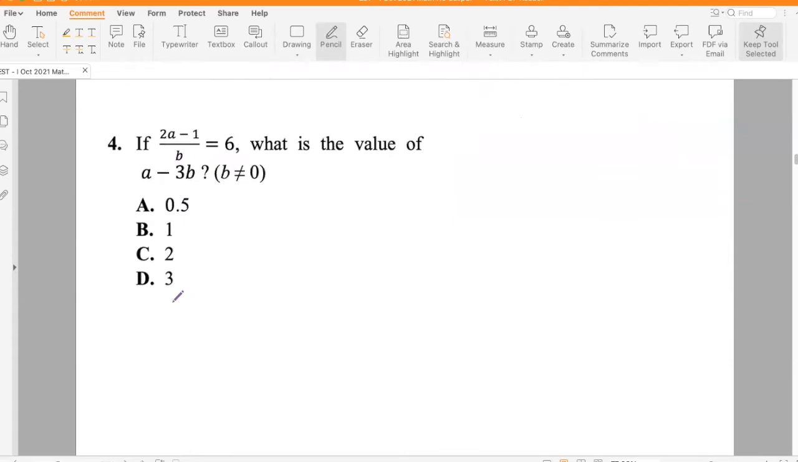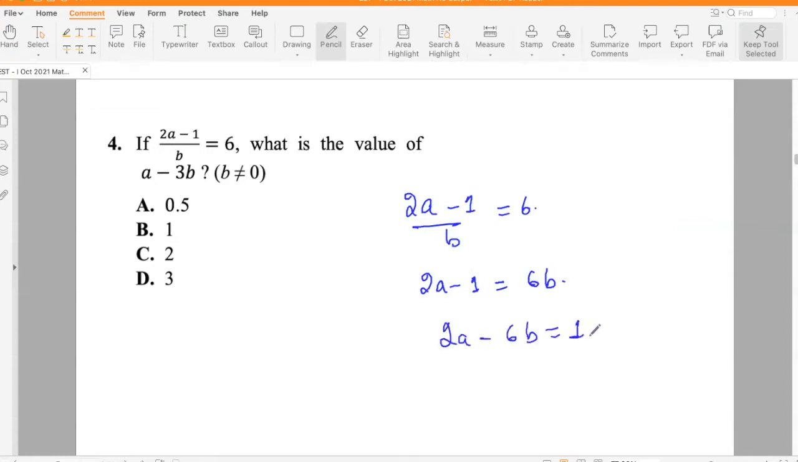If (2a minus 1) by b is 6, what is the value of a minus 3b? So (2a minus 1) by b is 6. So 2a minus 1 is 6b. So 2a minus 6b is 1. If I take 2 common, a minus 3b, so that's 1. So a minus 3b will be 1 by 2. So 0.5, option A.